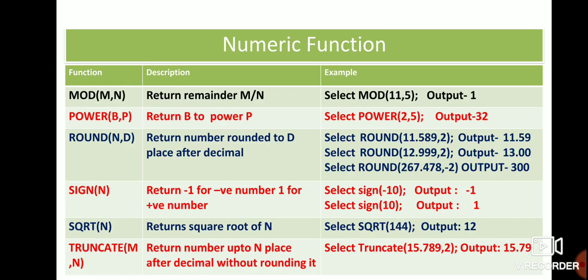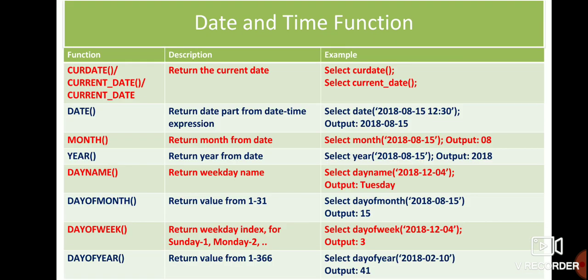See, the same output has been written over here, you can see. Now next is date and time function. There are various date and time functions, like CURRENT_DATE, CURRENT DATE or CURRENT_DATE(). It returns the current date. In these three formats we can write, it will return the current date only. Like select current date, the same answer you will get. CURRENT DATE also returns the same output.